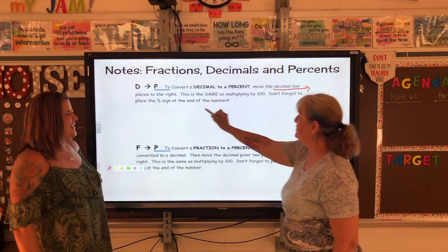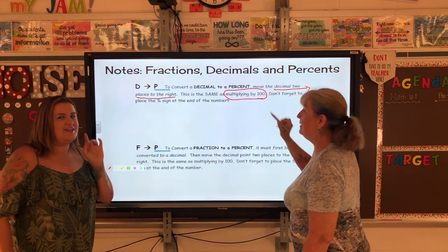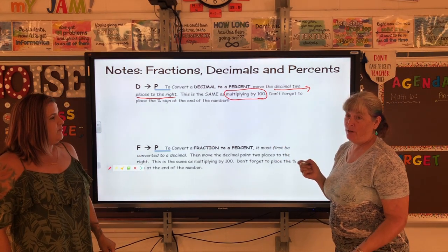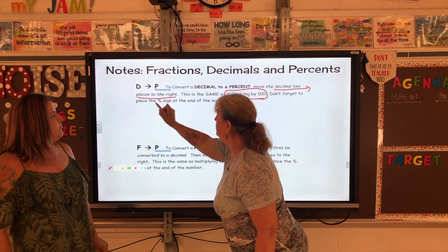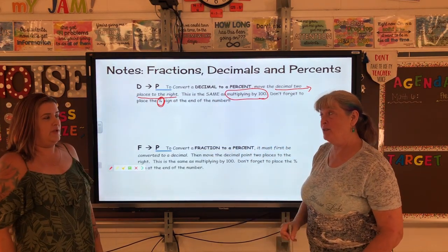2 decimal places to the right. To the right, to the right. The opposite of Beyonce. To the right, to the right. So this is the same as multiplying by 100. And because we're going to a percent, we have to use this percent sign. That would be the difference in a correct answer and an incorrect answer.